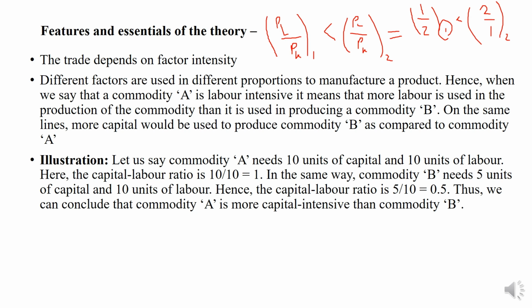सो जो रेशो है वो लेबर का देखें तो हमारे पास जो नेशन 1 है उसमें लेबर की वैल्यू जो है वो 1 है, वो कम है एज कंपेयर टू द सेकेंड नेशन. तो यहाँ पर हम ये कह सकते हैं कि कैपिटल लेबर रेशो for nation 1 is less than the capital labor ratio for the second nation. This is what we already discussed in the illustration.